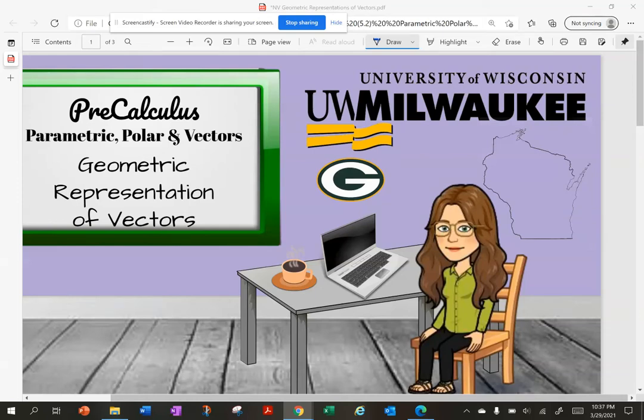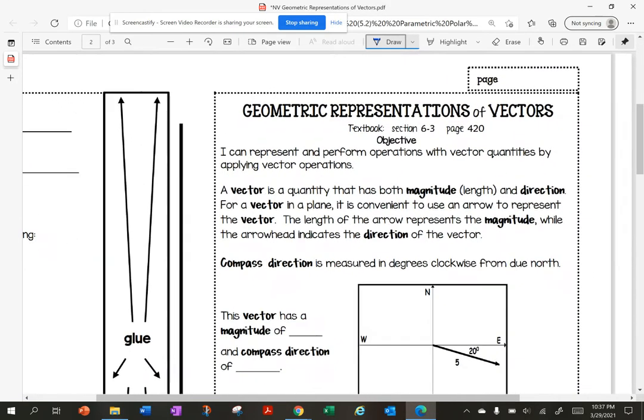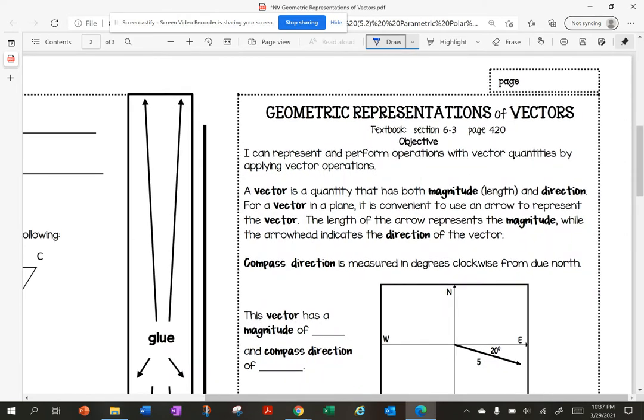Today's lesson is geometric representation of vectors. My learning goal today is I can represent and perform operations with vector quantities by applying vector operations.